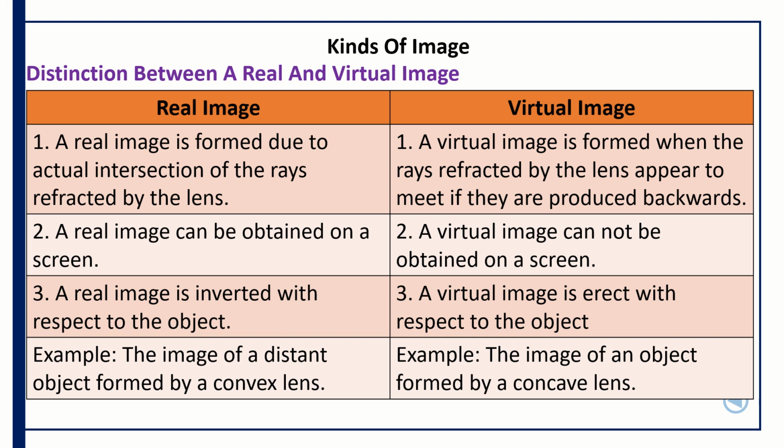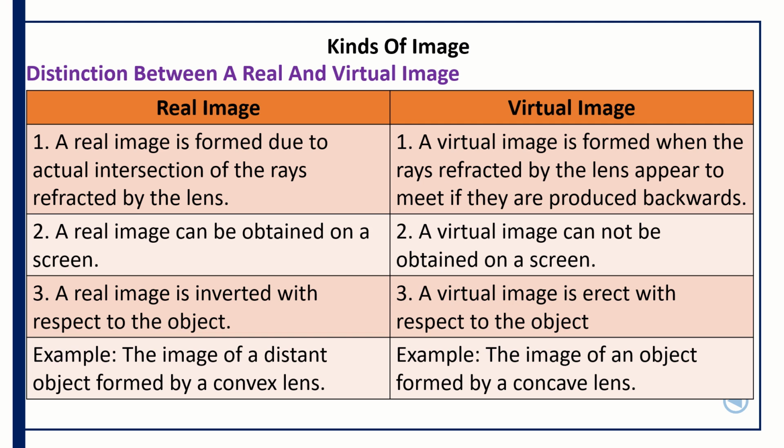A real image can be obtained on a screen. We can take the image on a screen if it is a real image. If our refracted rays are actually meeting at a certain point, then we can take that image on a screen and we call it a real image. But virtual images are formed by the rays appearing to meet. The light rays are appearing to meet and creating images. So we cannot obtain those images on a screen. So we cannot obtain a virtual image on a screen, right?